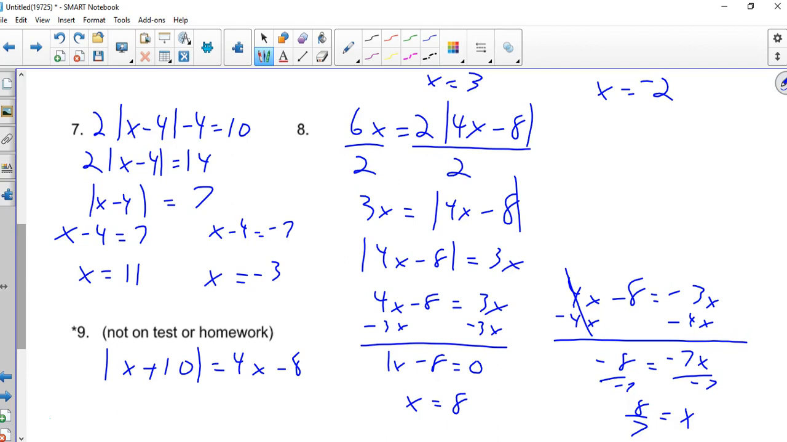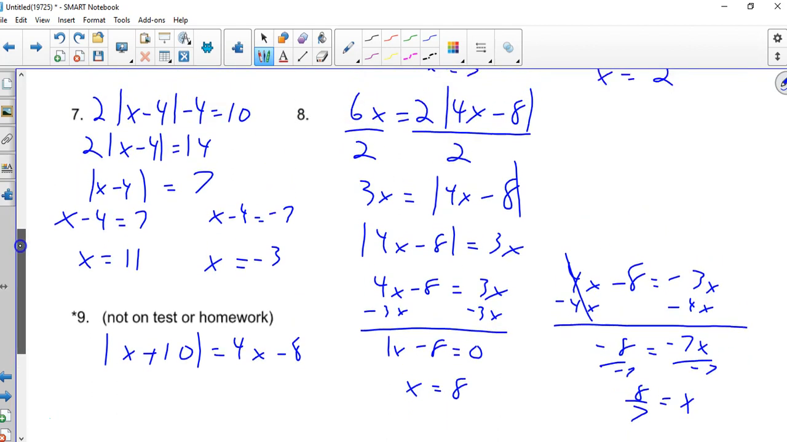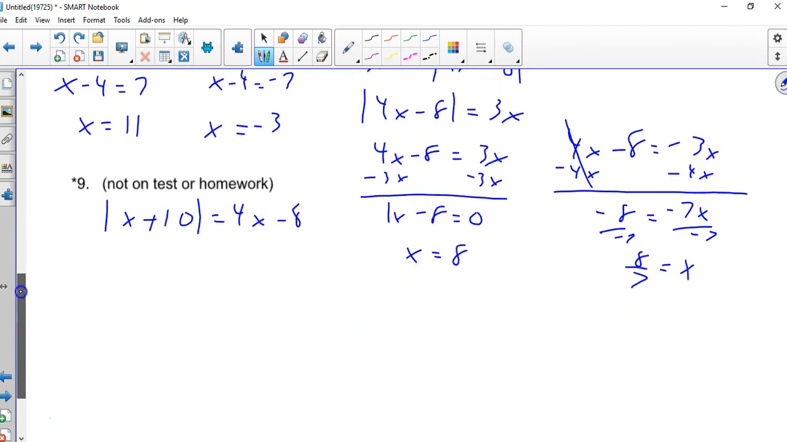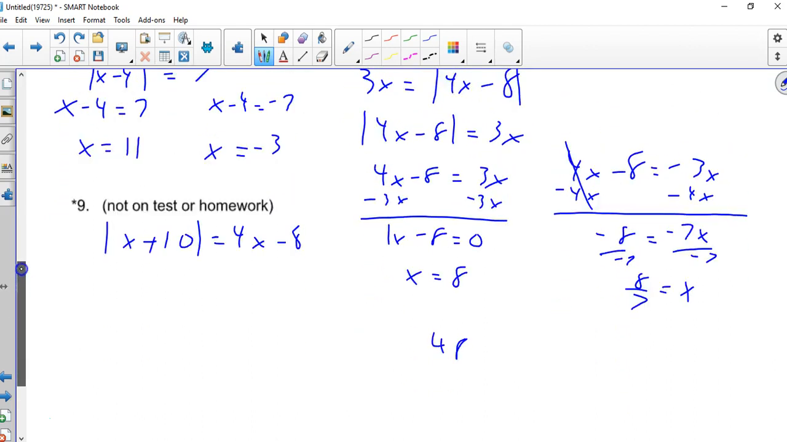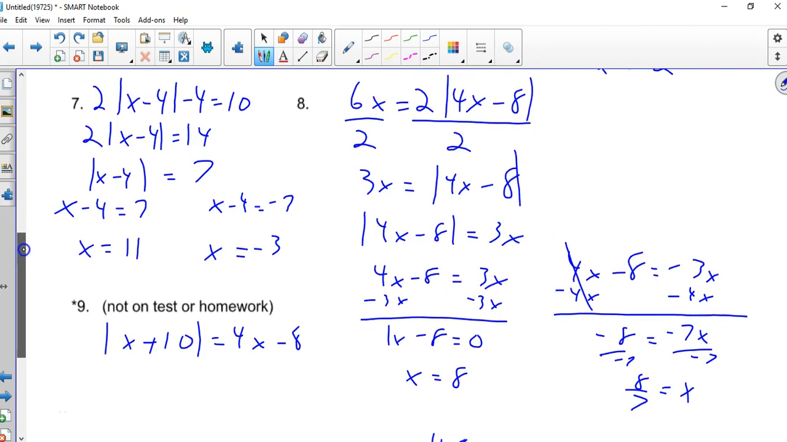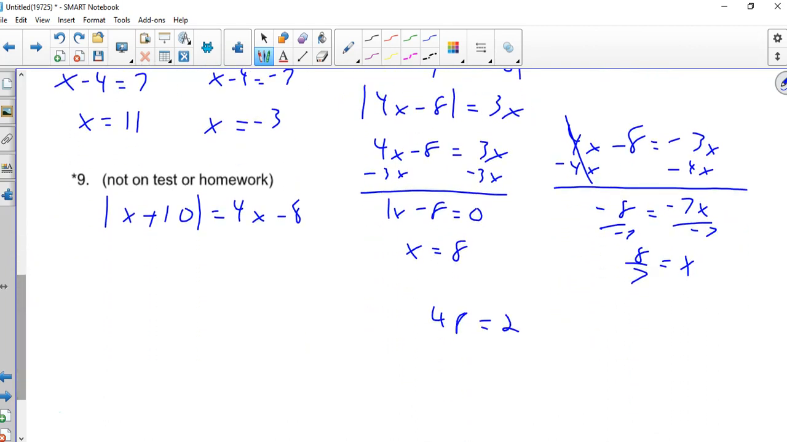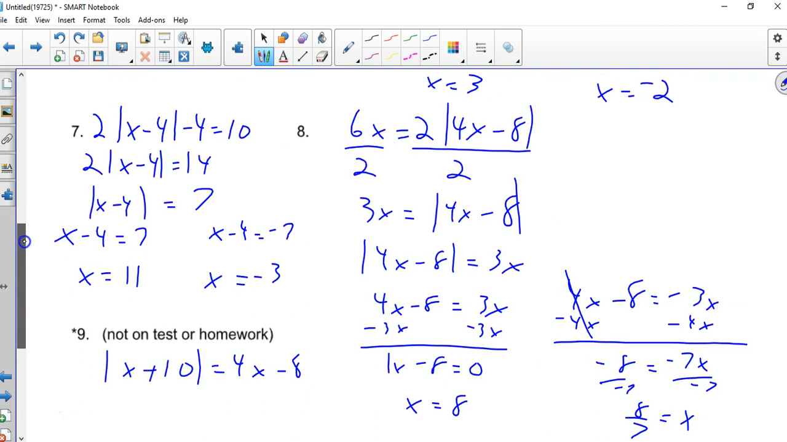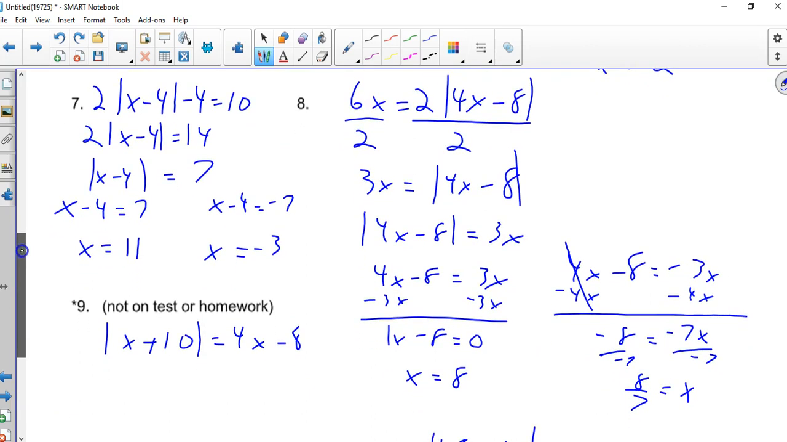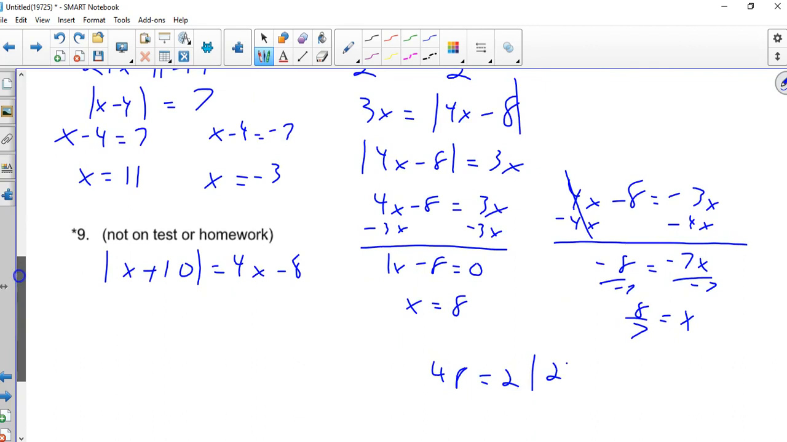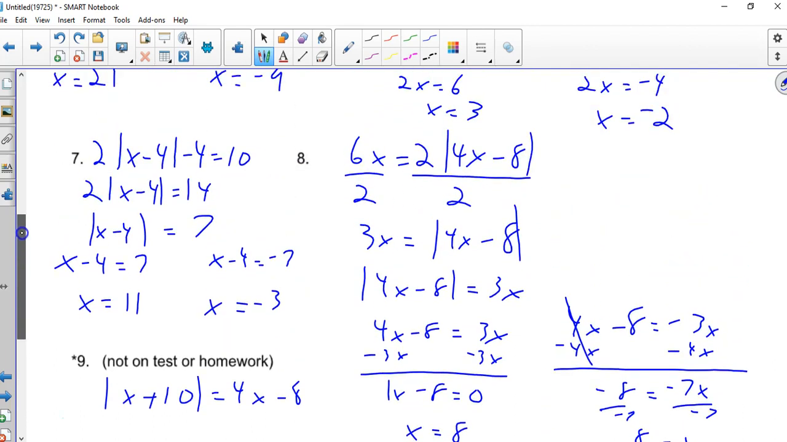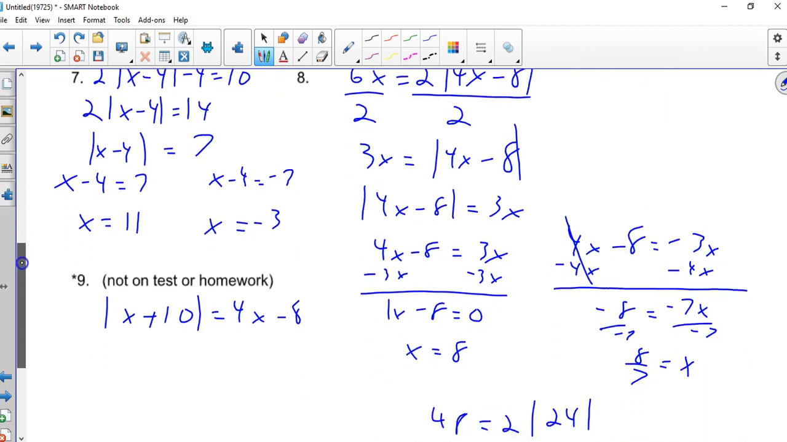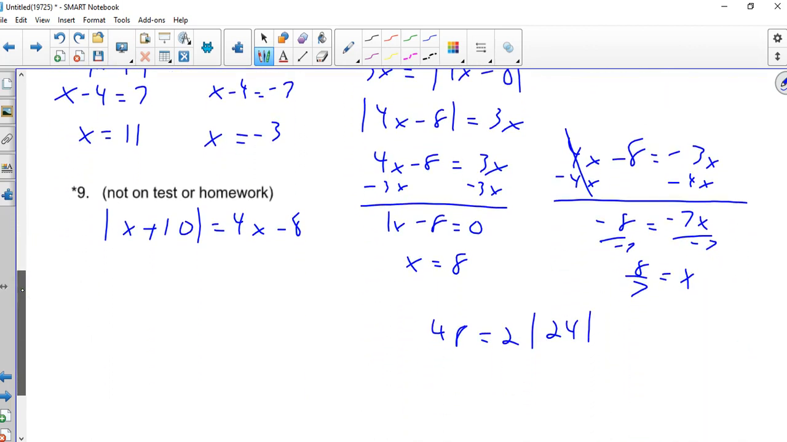So I check my numbers and plug them in. 8 times 4. This is a little bit more nasty. So 6 times 8 is 48. Equals 2 times the absolute value of 8 times 4 is 32. 32 minus 8 is 24. Absolute value of 24 is 24, so that's 48 equals 48. It works out.